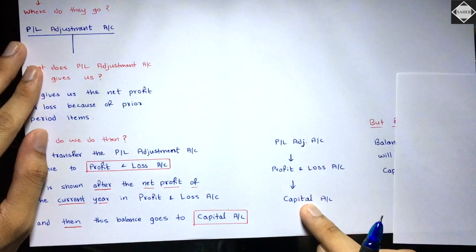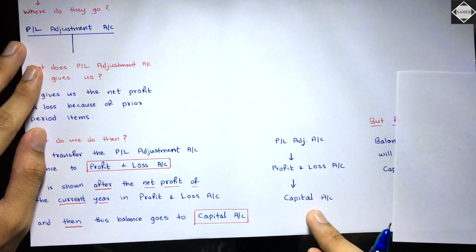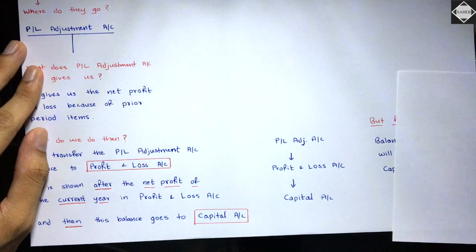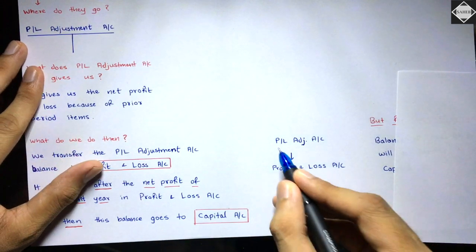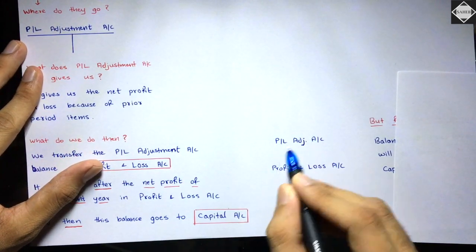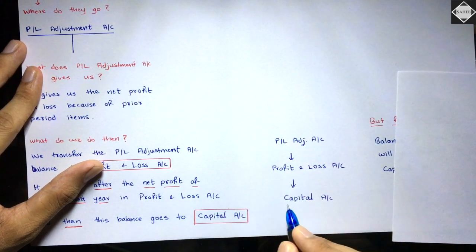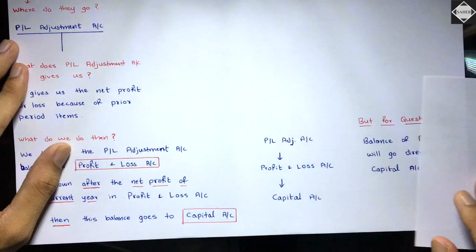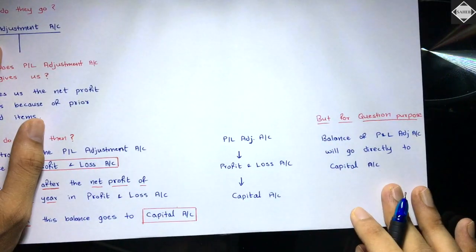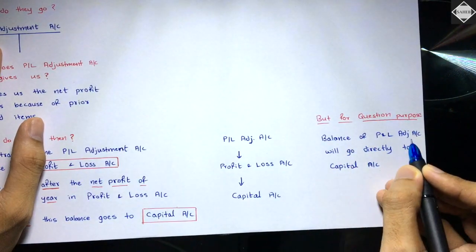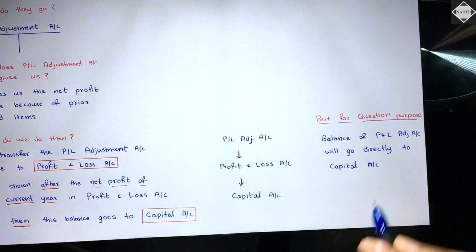Fine. But now in the exam, in the question of rectification of errors, what you have to do is directly take the profit and loss adjustment account balance to the capital account. You will not take it to profit and loss and then take it to capital. No, you will not do that. What you will do, you will see in the study material also, directly you have to take it. Balance of P&L adjustment account will directly go to capital account.